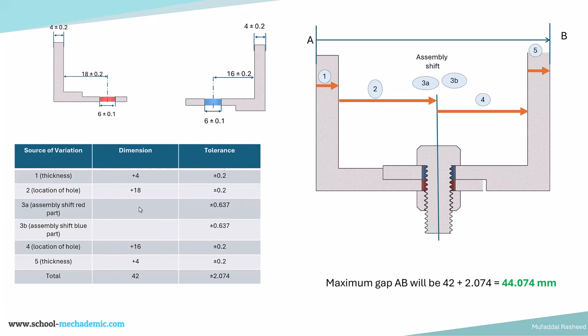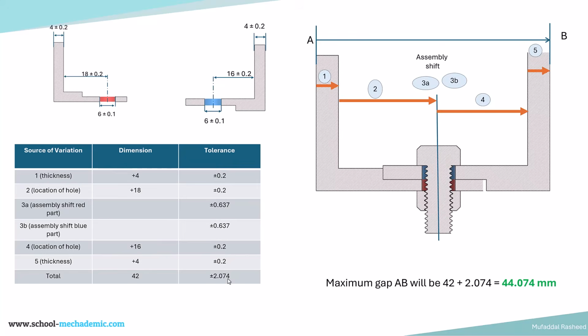So totaling the dimensions gives us 42. 4 plus 18 plus 16 plus 4 gives us 42. That is the dimension for A to B is 42, and the tolerance associated with it is nothing but the addition of all of the values of the tolerance ranges. So 0.2 plus 0.2 plus 0.637 plus 0.637 plus 0.2 plus 0.2. That will give us plus or minus 2.074.